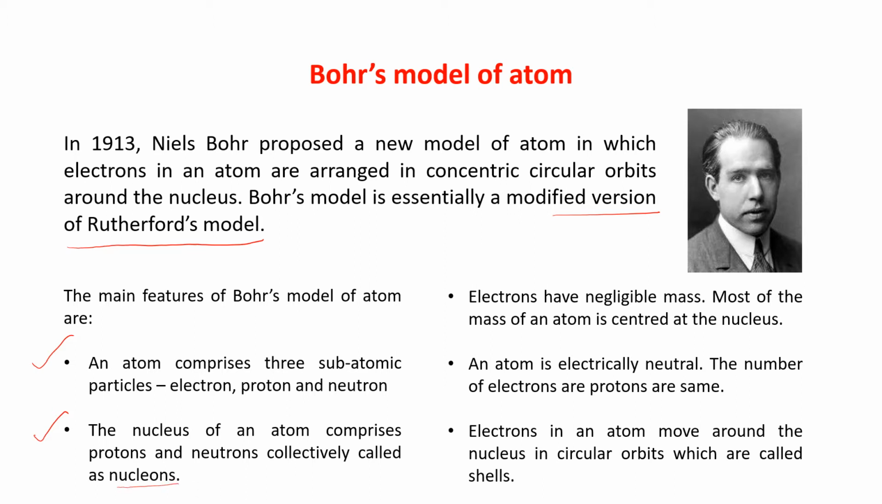Next, electrons have negligible mass. Most of the mass of an atom is centered at the nucleus. Next, an atom is electrically neutral. The number of electrons and protons are same. Already I have explained this to you. Next, electrons in an atom move around the nucleus in circular orbits, which are called shells.